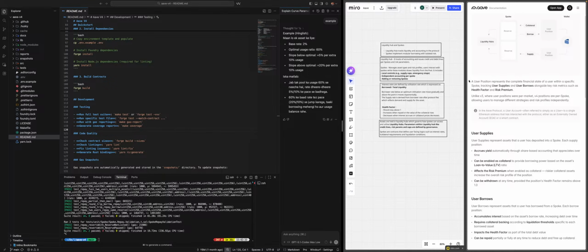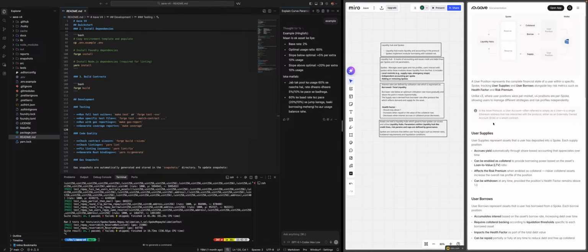A user position represents the complete financial state of a user within a specific spoke, tracking user supplies and user borrows alongside key metrics such as health factor and risk premium. And by the way, risk premium is basically an extra premium that you need to pay based on the reputation of the collateral that you are providing, right?